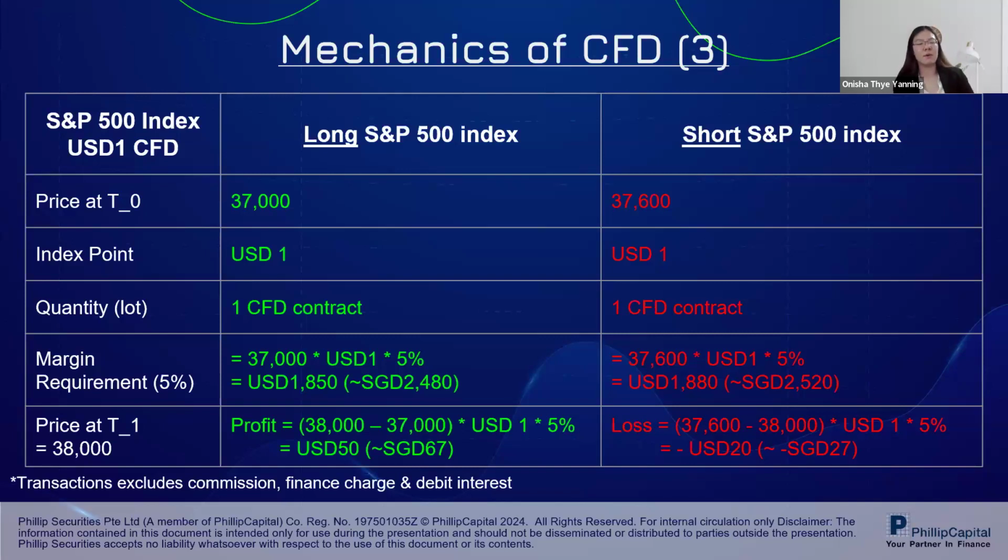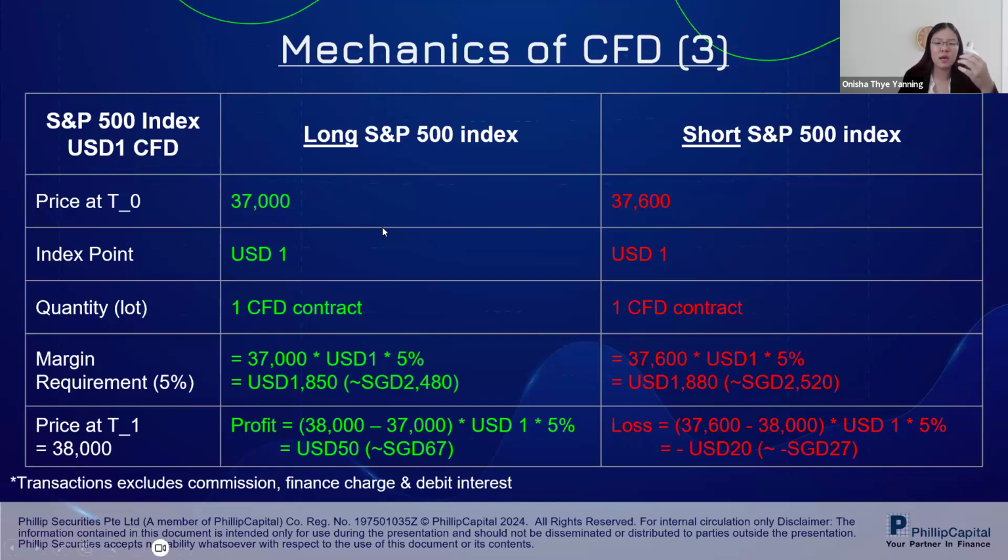Correct? So let's say, for example, for S&P 500 index, which is USD1. So USD1 is our mini index contract, which I'll show you more later. So now I need you to know the concept of how a CFD works and how you calculate the profit and loss and everything.